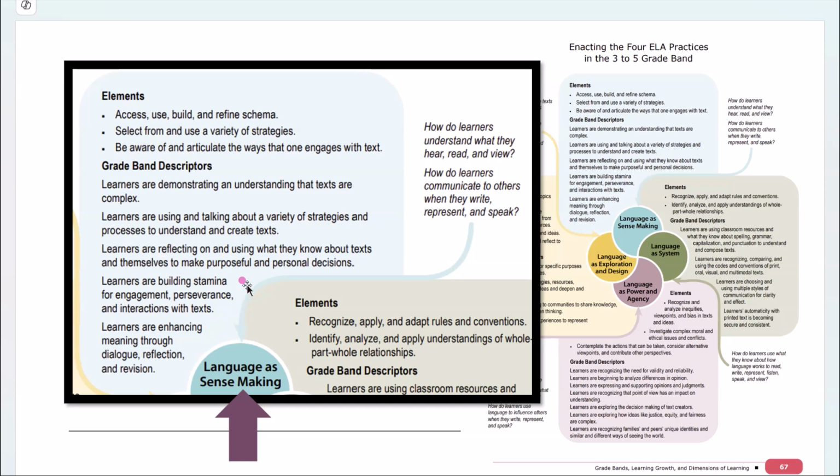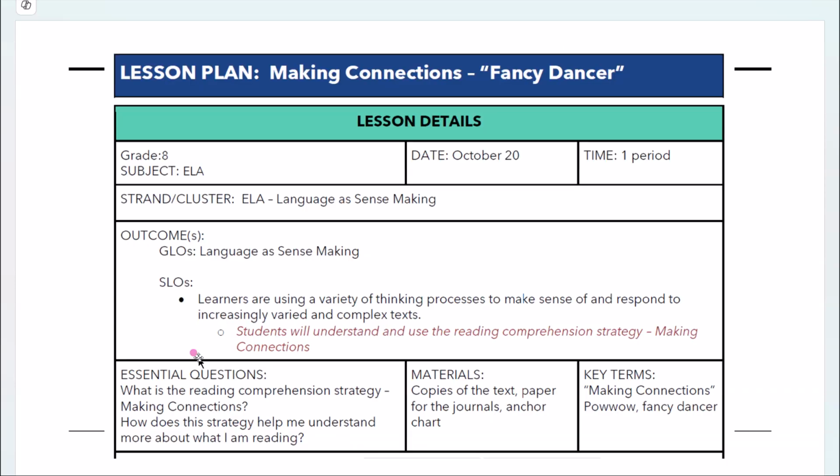What you'll see about this is that this is not a very specific or detailed outcome. And the way that our lesson plans and unit plan templates are set up for Kina now is to have a GLO and an SLO, and we do not have that in this document. So what do we do? I'm going to show you just a screenshot of a lesson plan on a short story. This was for grade 8, and the story was Fancy Dancer.